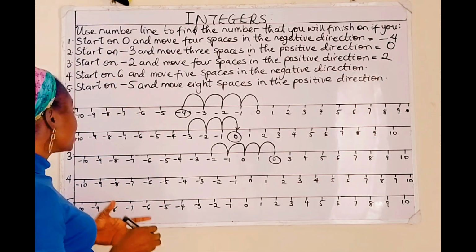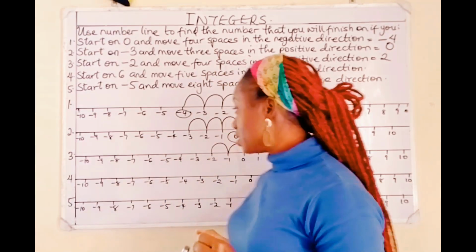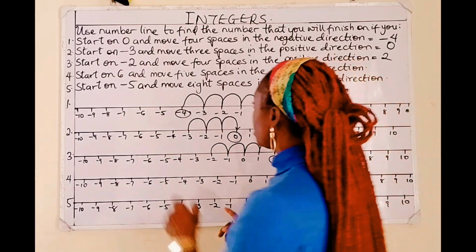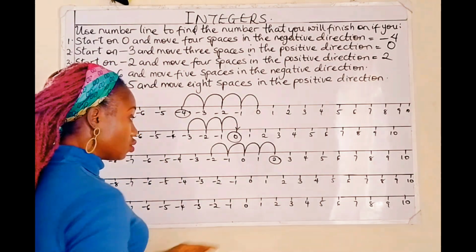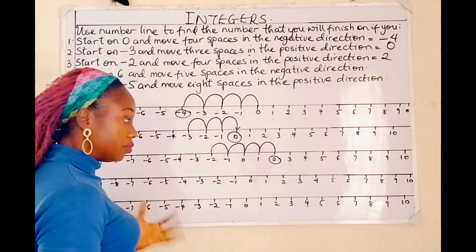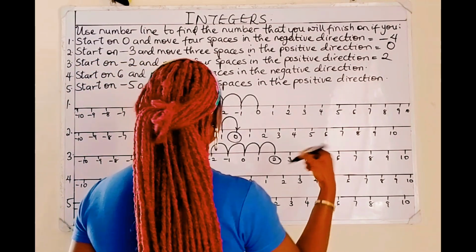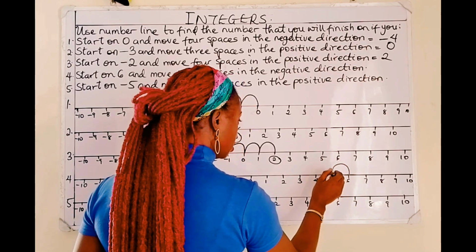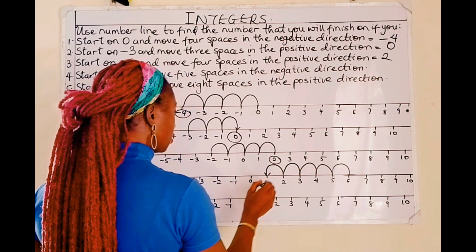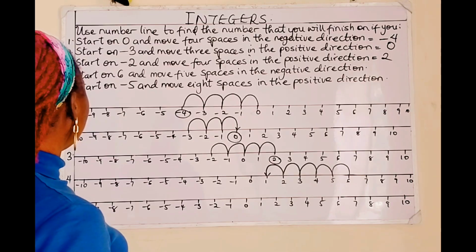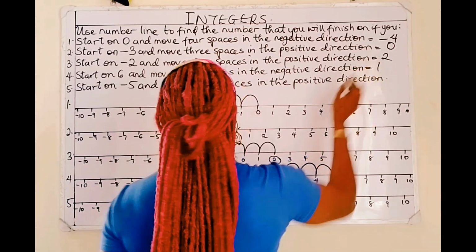Question 4 says start on 6 and move 5 spaces in the negative direction. So we're going to start from where? 6. Okay, number 6 here, and then we'll move 5 spaces in the negative direction. So we're counting backwards. But in the positive direction, we'll count forward from any number given to us. So we're going to start from 6 and move 5 spaces in the negative direction. Let's go. 1, 2, 3, 4, and 5. 5 spaces, yes. So this is our answer, 1.